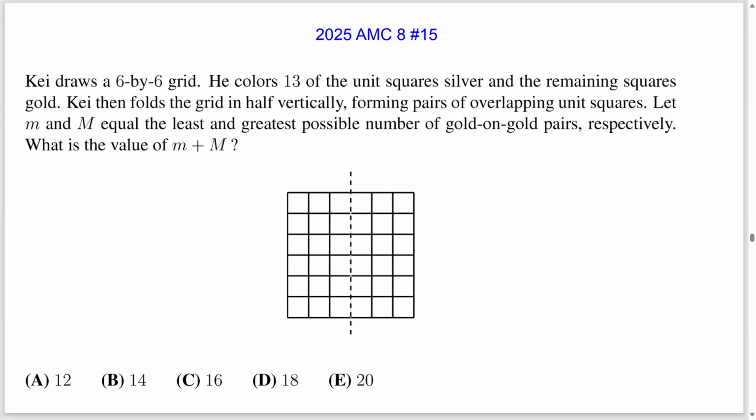K draws a 6x6 grid. He colors 13 of the unit squares silver, and the remaining squares gold. K then folds the grid in half vertically, forming pairs of overlapping unit squares.